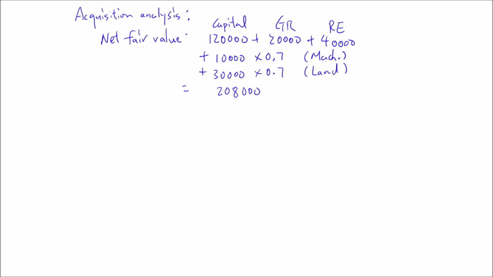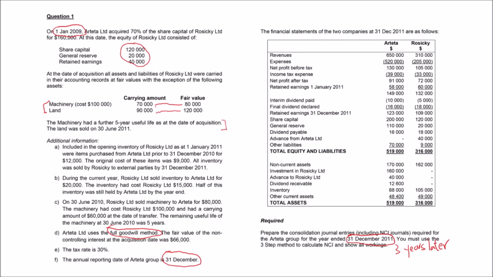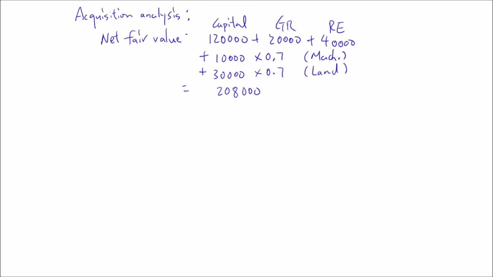We want to compare with the consideration transferred, which is the purchase price. So in this case, going back to the question, you can see that the purchase price was 160,000. But remember, this is a question of full goodwill. So in addition to the parent's amount, you also need to find out the NCI fair value. So go to additional information D, you can see that the fair value of NCI was $66,000. So we need both of this information in the acquisition analysis.